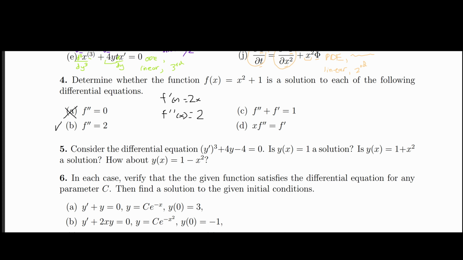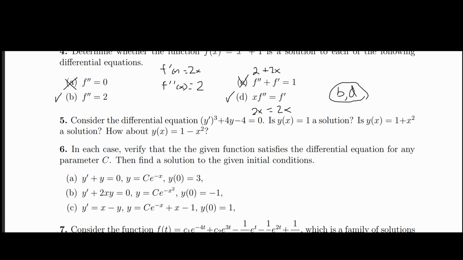B is a solution, and we proved that just now. For C, what we have to do is take the second derivative and add it to the first derivative. We can see that obviously does not equal 1, meaning that is not a solution either. For this, we have x times the second derivative, so that would be 2x, and that is set equal to the first derivative, which is equal to 2x, meaning this is a solution. So the only solutions here are B and D.